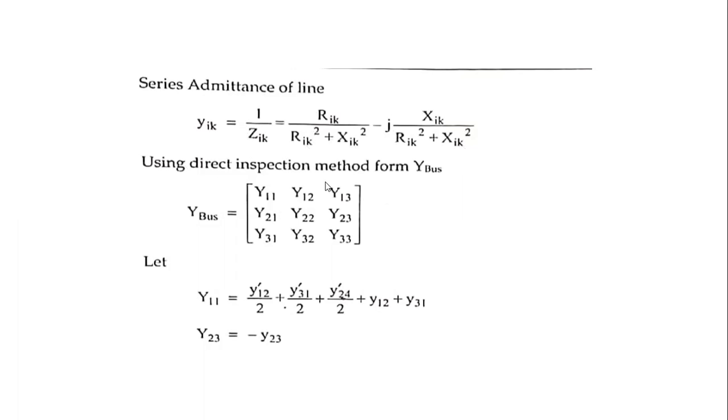Next, by using the direct inspection method, we form the Y bus matrix. We are having the 3 buses. Then Y bus is equal to Y11, Y12, Y13, Y21, Y22, Y23, Y31, Y32, Y33.